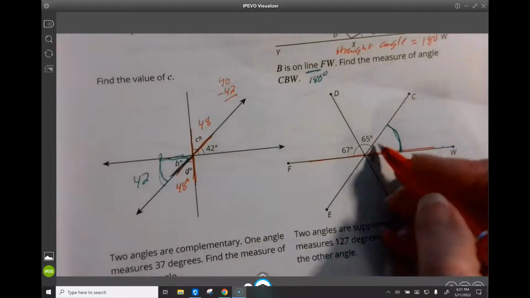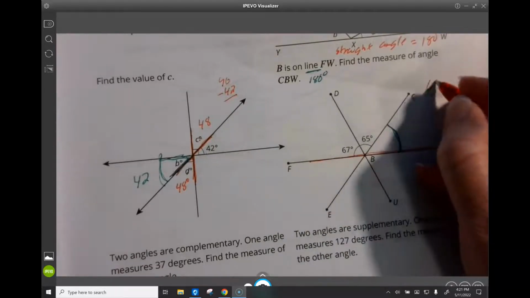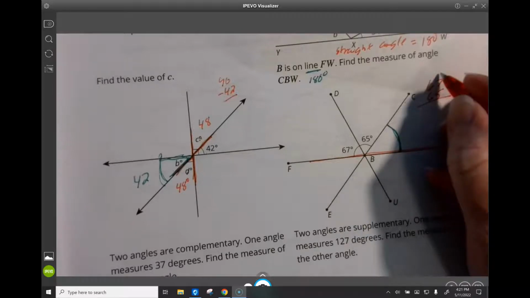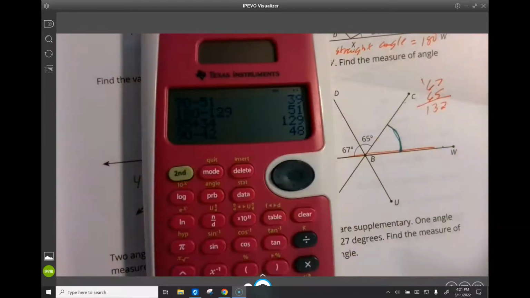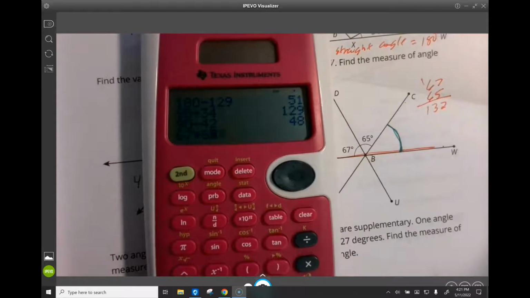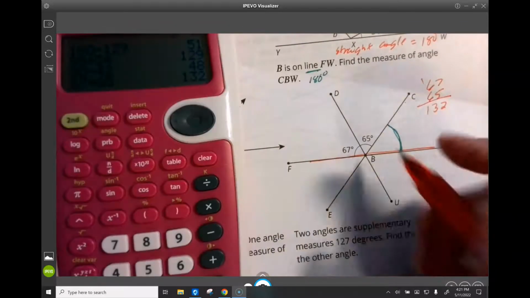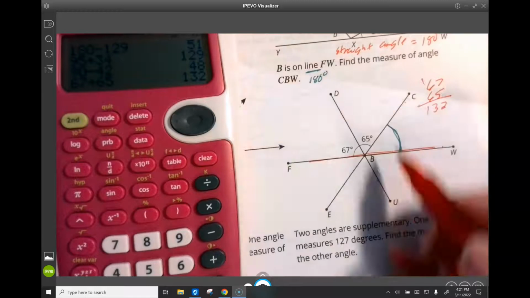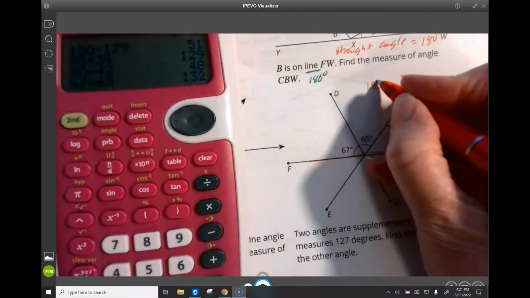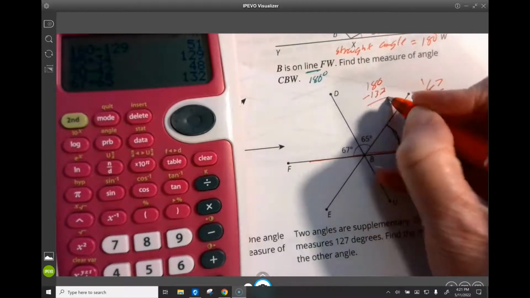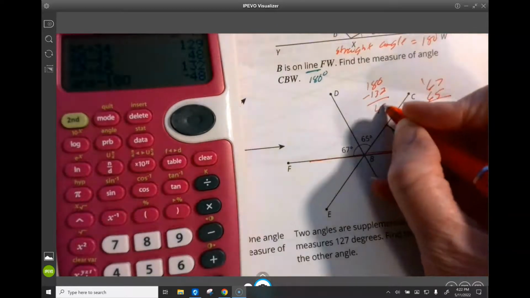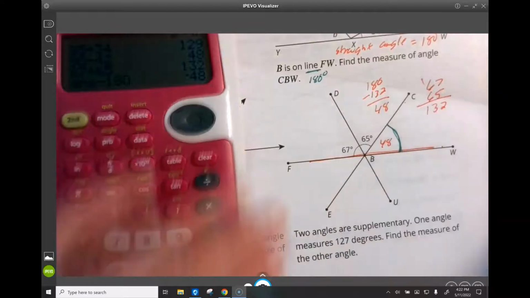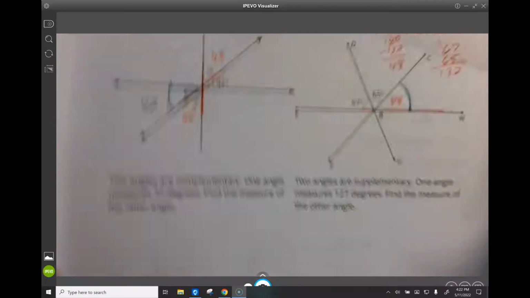So I can do it two ways. I could write an equation, or I could just go 67 plus 65, come up with that. 132, I believe. Let me double check my work. Yep, 132. And then the whole thing has to be 180 because it's a straight angle. So I'm going to take 180 minus 132. And when I do that, I get 48. So this angle is 48. Okay, good. Let's look at these next two questions.